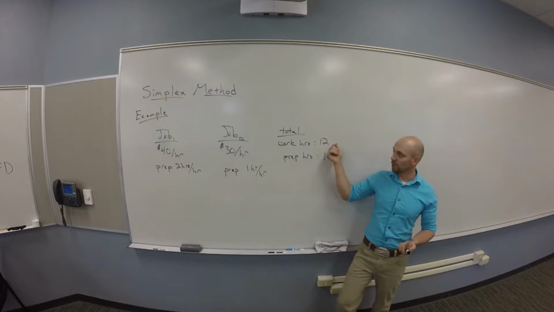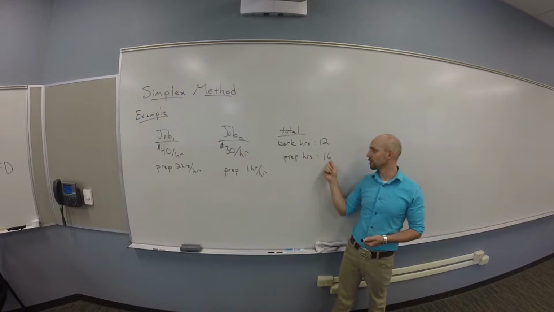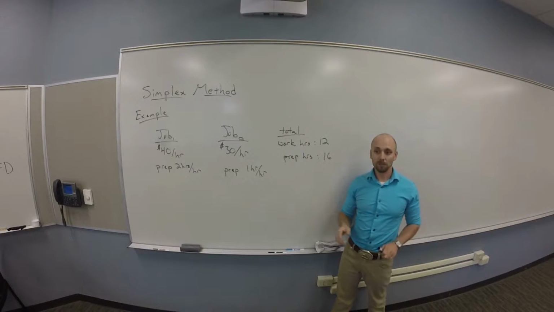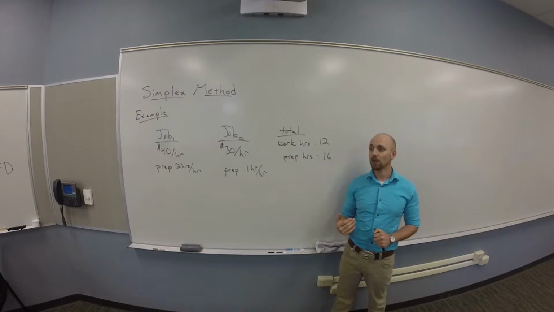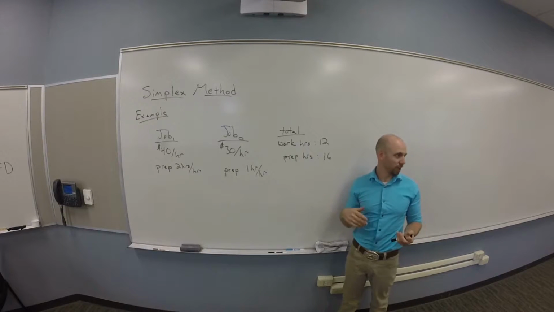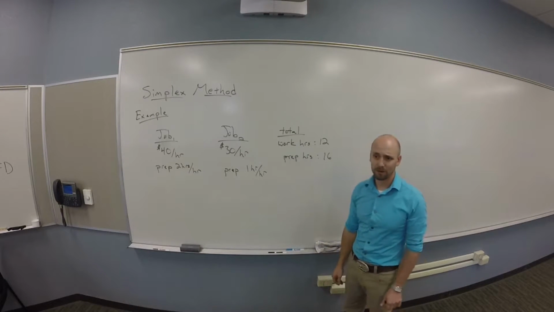And then the total is, hey, you're going to spend 12 hours a week working, and you're going to spend at most 16 hours prepping. With two variables, is it easier to use the geometric method? Probably. There's a lot of steps in this, and so if you can get away with the geometric method, I would advise it. But I want to have a short example to show you guys, so here we are.